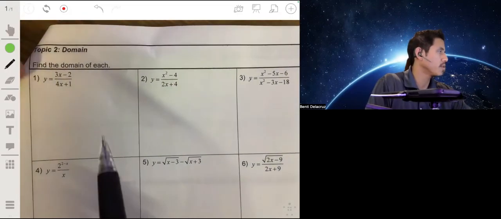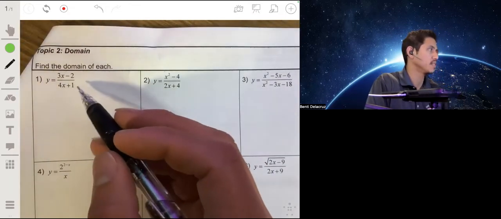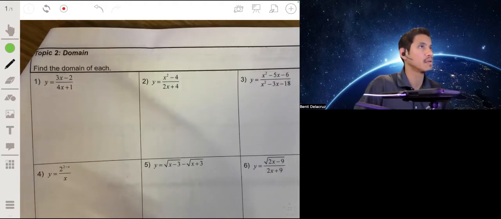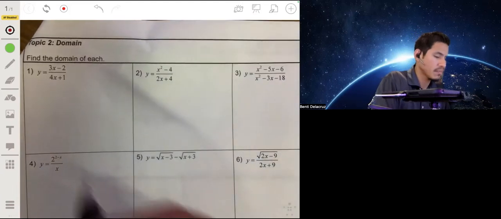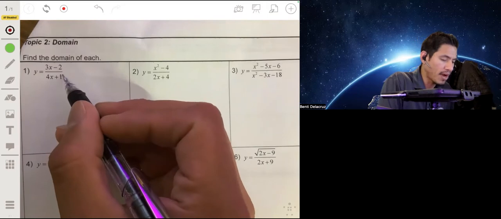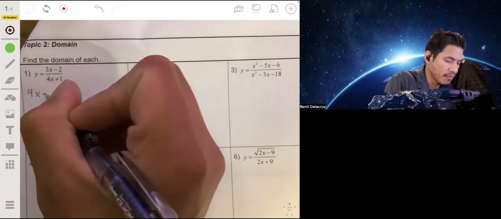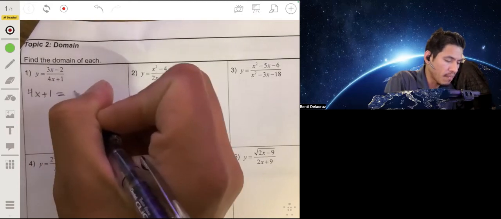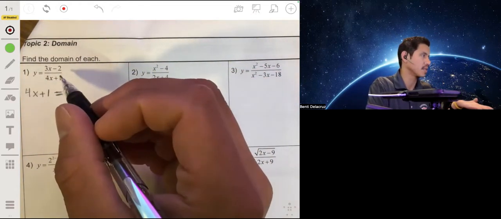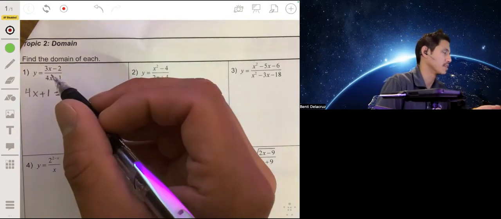All right, so when you're trying to find the domain of a rational function, one way to go about it, which I recommend, is just to determine the values that x cannot be. In a lot of cases, it'll be finding values that make the denominator equal to 0. So a value for x that makes 4x plus 1 equal to 0. Now, the reason for that is because you can't divide by 0, so any value that makes this equal to 0 will not allow the equation to work.